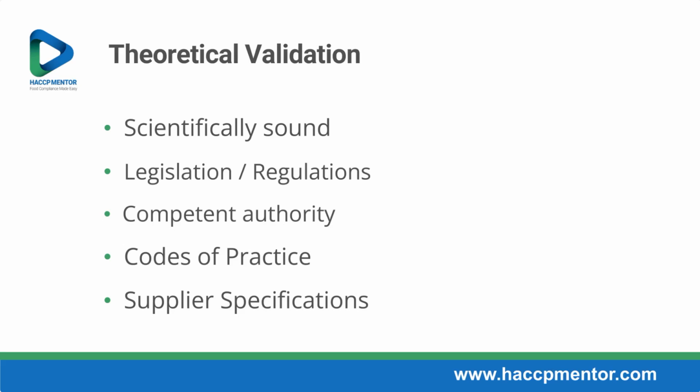Theoretical validation, I think, is the easiest type of validation to do. It's just a matter of doing your research and understanding what your food safety outcome is against the hazard that you are trying to control.